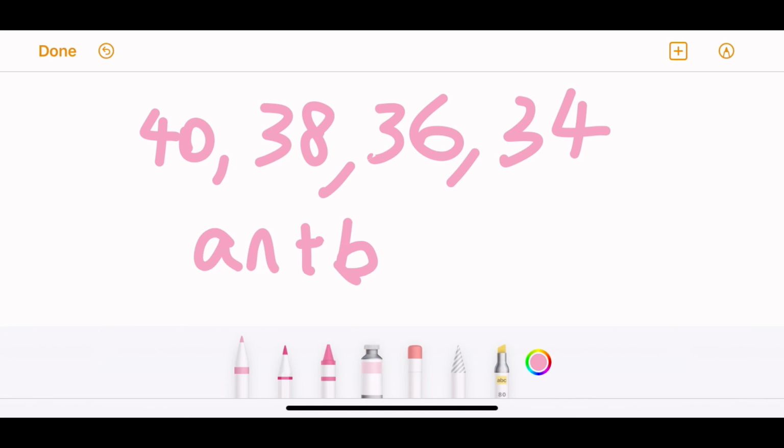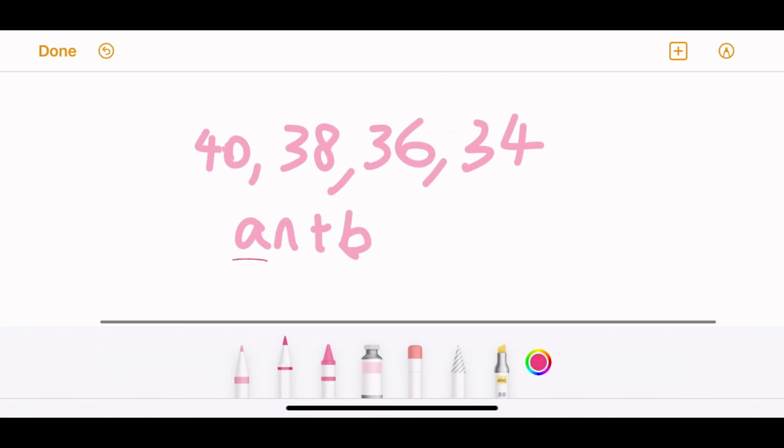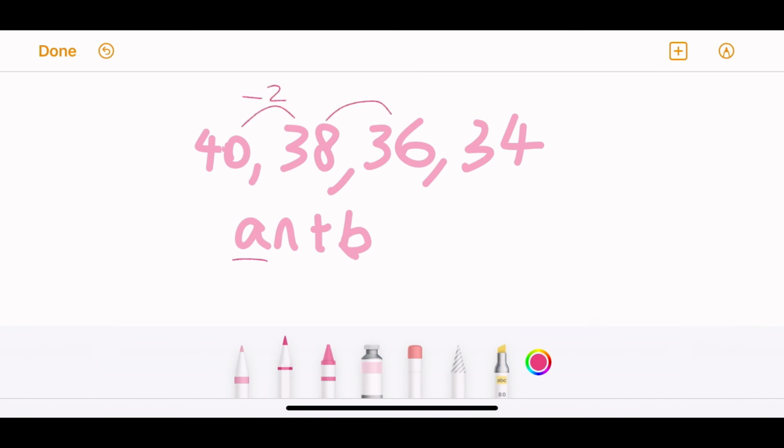Alright, and the number a here will represent the common difference, actually. First of all, I'm going to find the difference. 40 to go to 38, we minus 2. From 38 to go to 36, we minus 2 again. 36 to go to 34, we minus 2 again. So that's our common difference, negative 2. Therefore, we get negative 2n plus b. But we do not want an unknown there. We want to change b into a number, a real number. So what should it be?